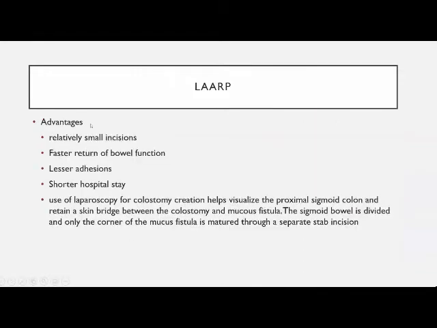Advantages of LARP include a relatively small incision, faster return of bowel function, lesser adhesions, and shorter hospital stay. Use of laparoscopy for colostomy creation has also been described, which helps visualize the proximal sigmoid colon and retain a skin bridge between the colostomy and mucus fistula. The sigmoid bowel is divided only at the corner of the mucus fistula and matured through a separate stab incision.